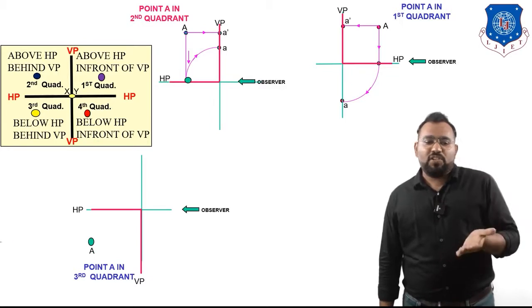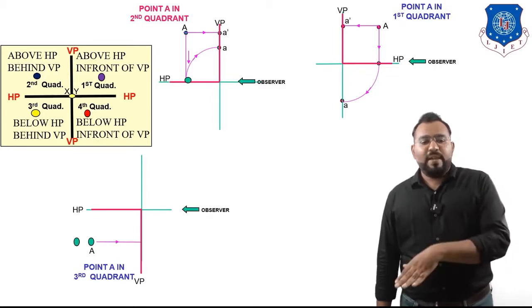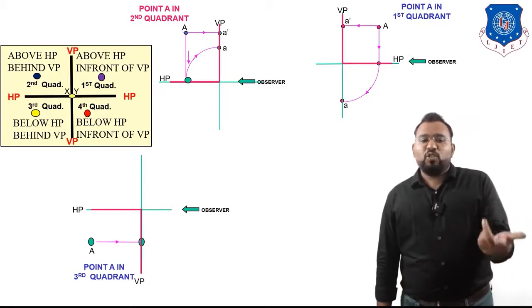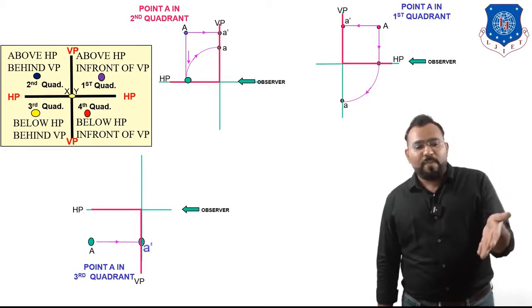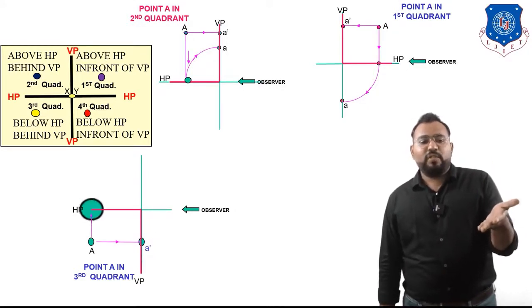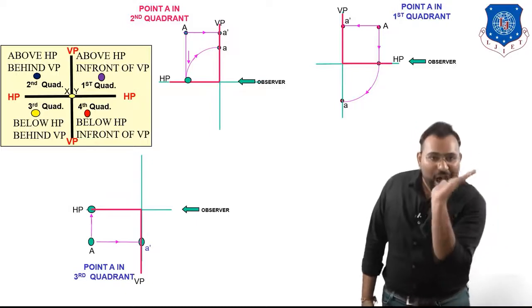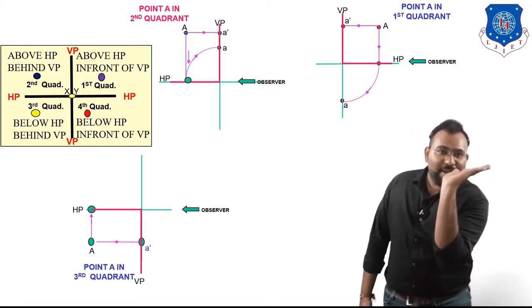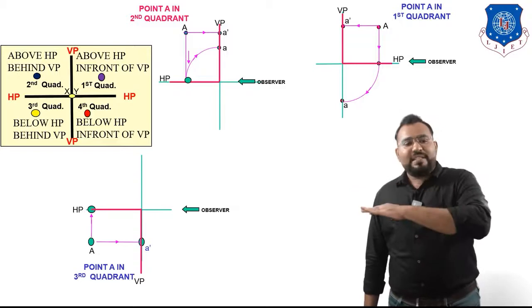Now let us take its front view and top view, or let us take its projection on VP. Yes, so this will be A dash. Now let us take its top view, or let us take its projection on HP. So yes, like this. It will be over here. But you have to rotate the horizontal plane 90 degrees clockwise.